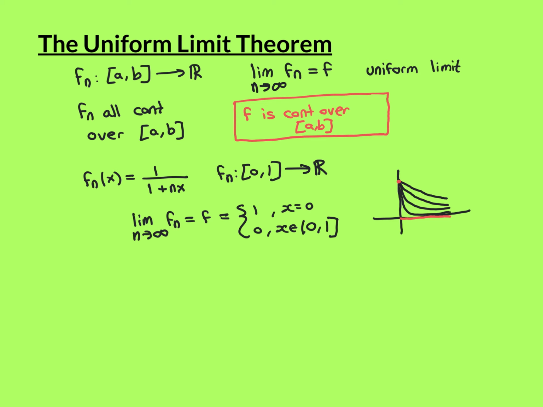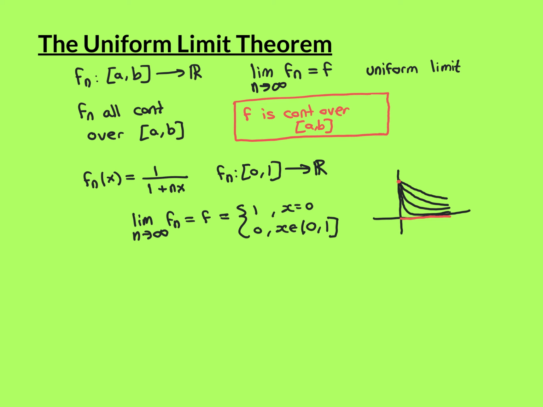So this function f is shown in red on the picture, so it's 1 at x equal to 0, and then it's 0 everywhere else on the interval 0 to 1. And this is the pointwise limit of this sequence of functions. Now, these functions in this sequence, they are all continuous functions everywhere on that closed interval 0, 1, but you can see, of course, that the limit here in red is not a continuous function, it's discontinuous at x equal to 0.